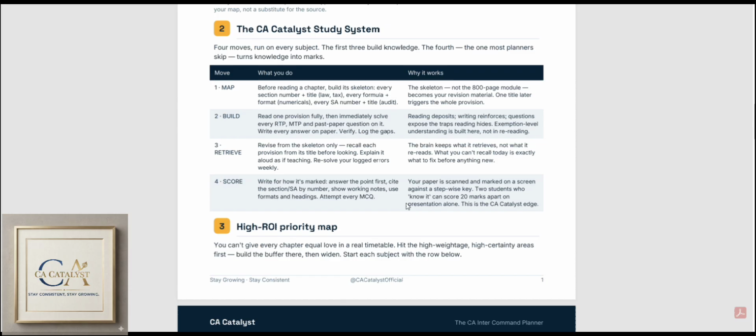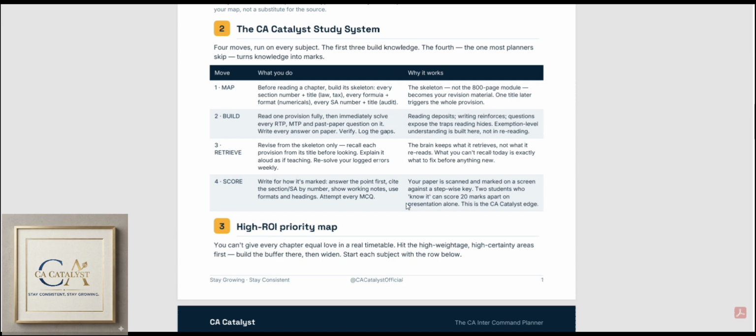So you have to map things. You cannot bluntly open a study material or a book and start reading it, finish it off, and then expect to score marks in an exam. No, it doesn't work that way. Before reading a chapter, you have to build a skeleton map: where the section number is, what the title is. You can make a handwritten one, or you can get a printed one, with the section number, the title, and the provision.